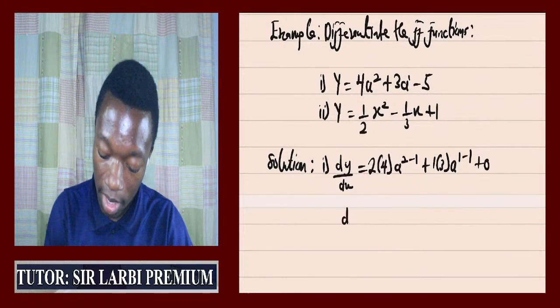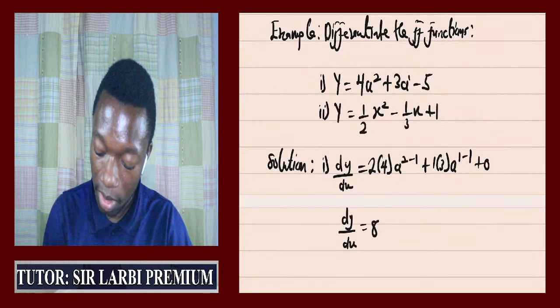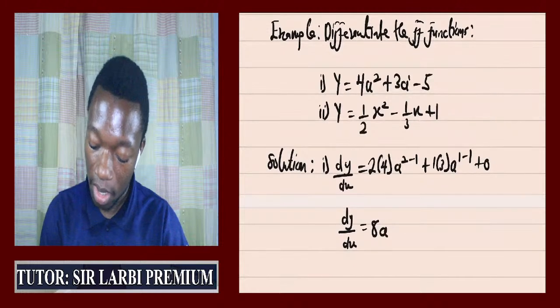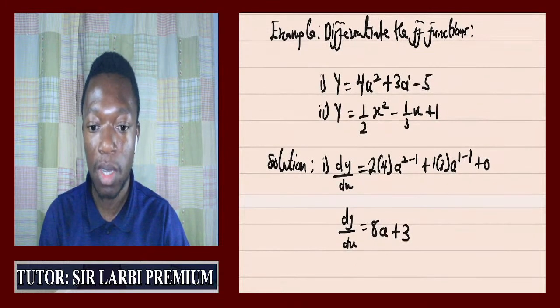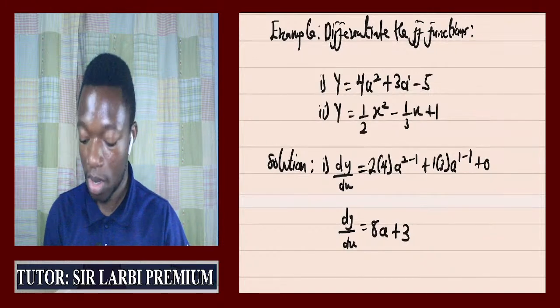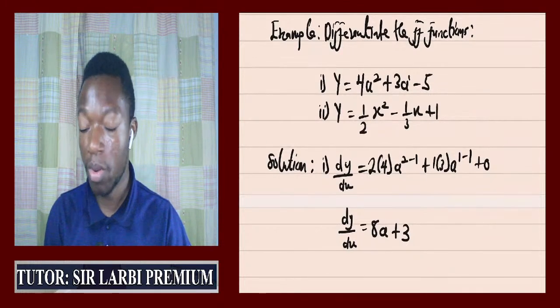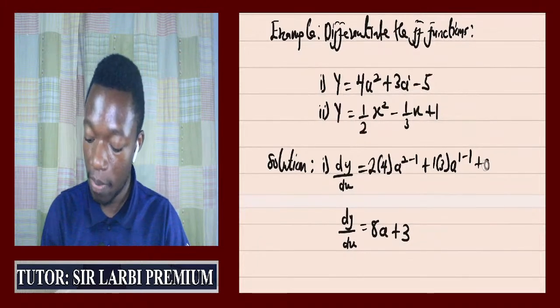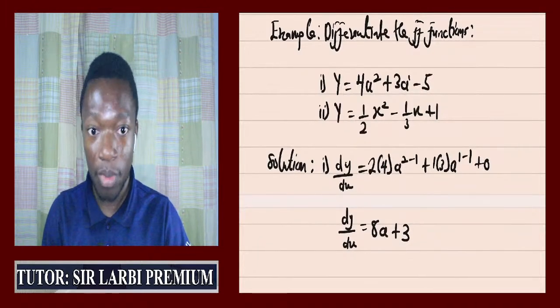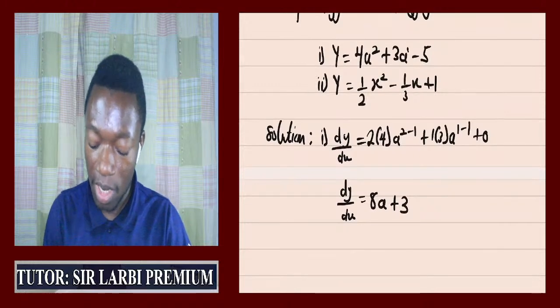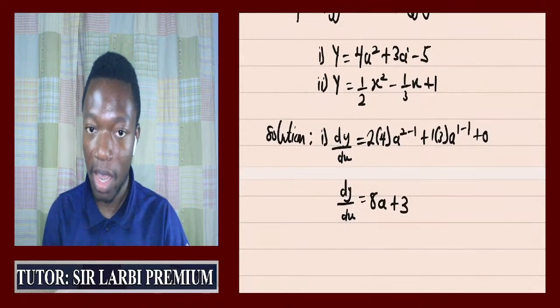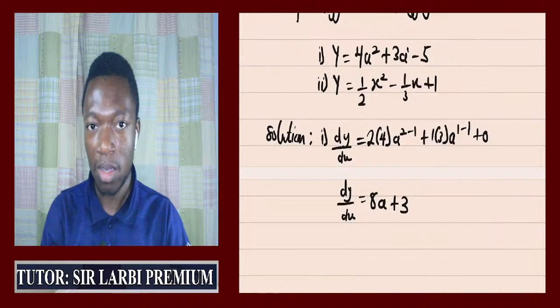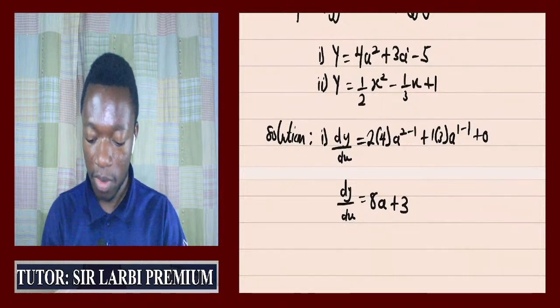Therefore, we'll say that our dy over da is going to give us 8a plus 3. Remember, 1 minus 1 is going to give us 0. A number to the power 0 is 1, actually. So 1 multiplying 3 is the same as 3. And then 0 is 0, so we don't bring that. Therefore, the derivative is 8a plus 3.